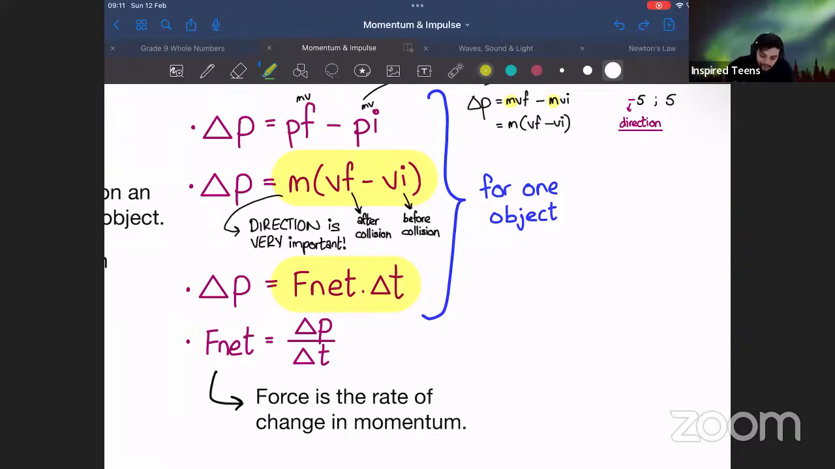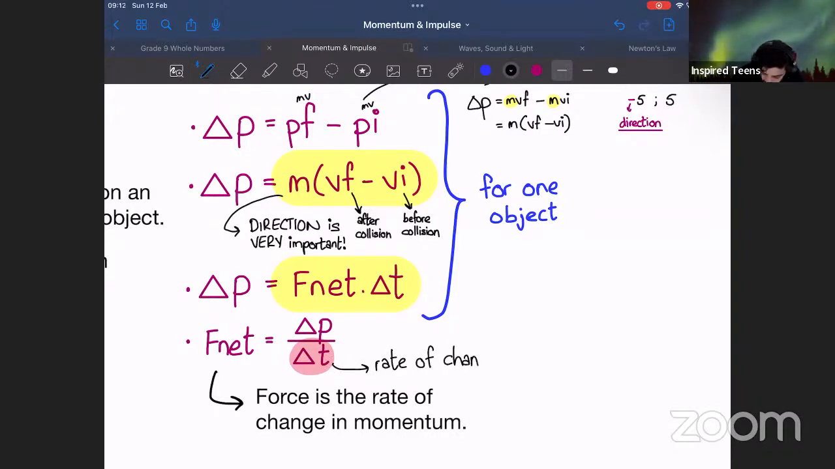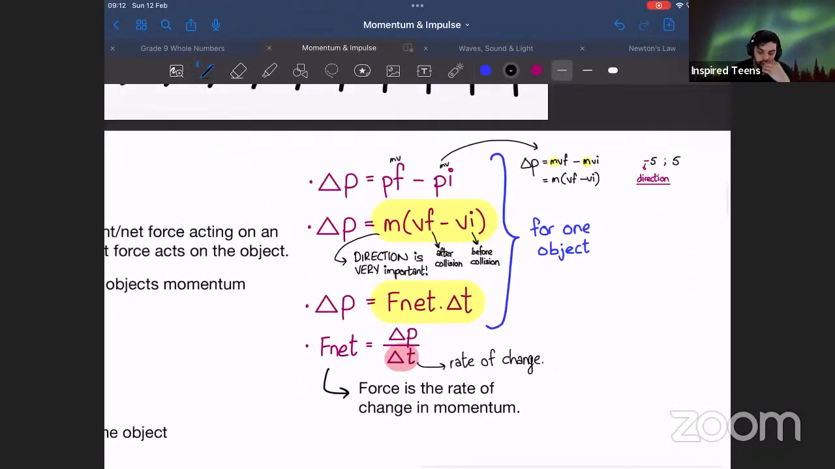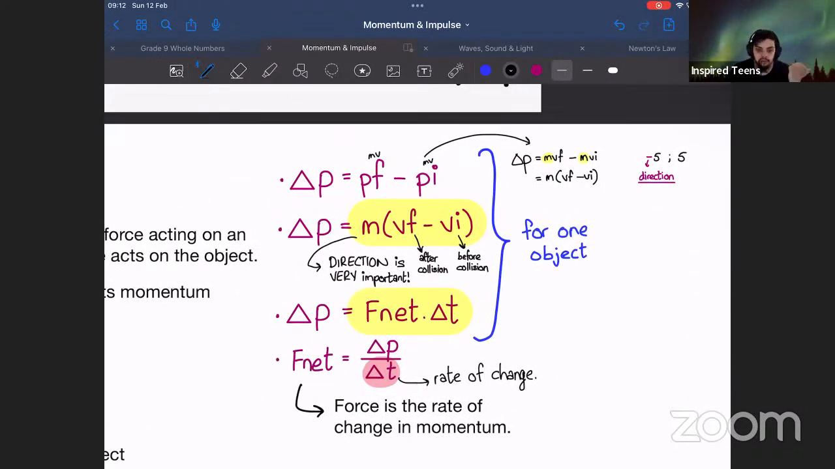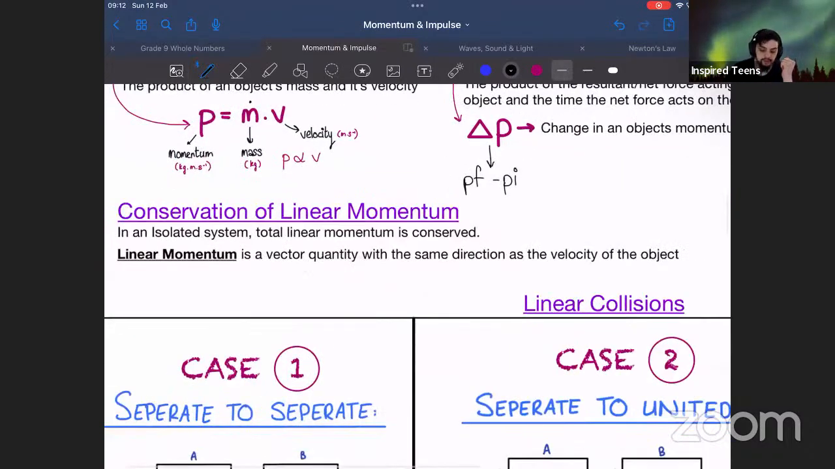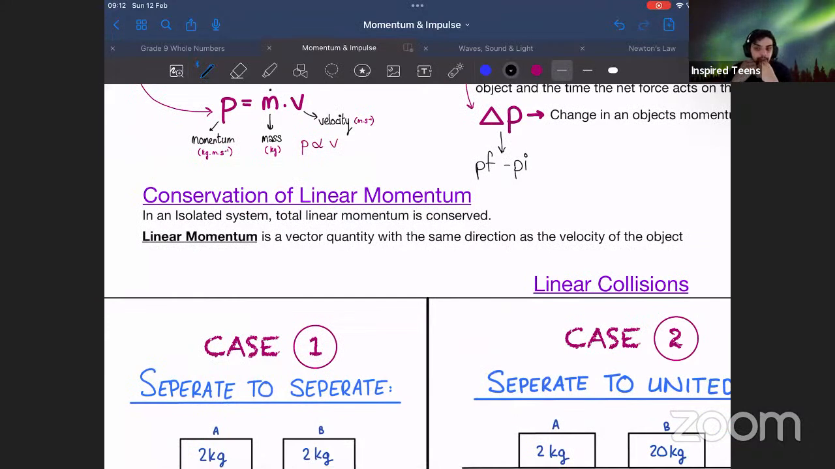You must always remember in physics, whenever we deal with delta T, this is a rate of change. Whenever delta T is in our denominator, this is a rate of change of whatever's on top. This is true for chemistry as well. Remember that all of these formulas are for one object. Each object has its own momentum, and each object has its own impulse. Cool. Now we're going to talk about a concept called conservation of linear momentum.